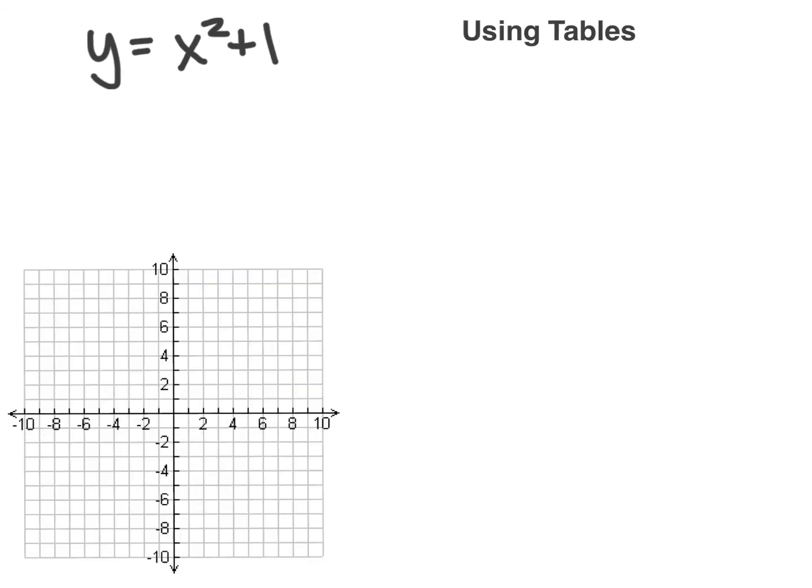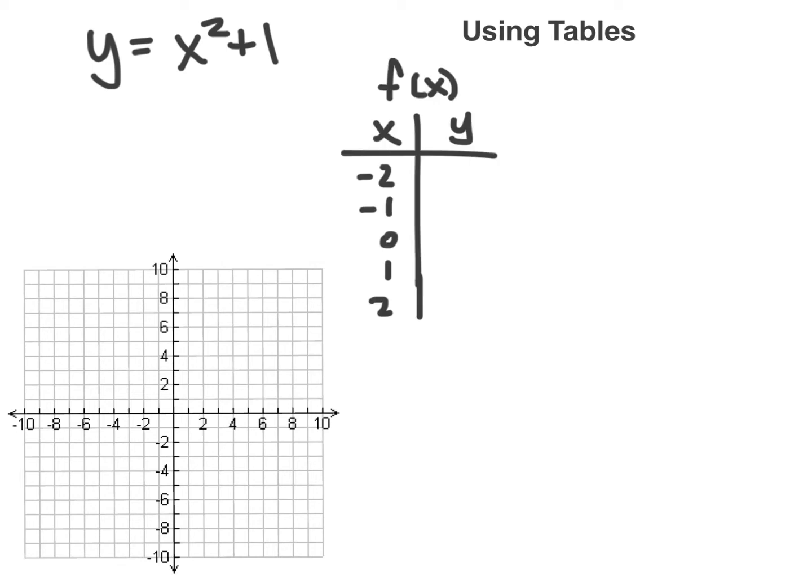Another way that we can find inverses graphically is using tables. So here we have y equals x squared plus 1. And the very first thing I'm going to do is make a table from -2 to 2. And to fill in these y coordinates, all I have to do is plug these x's into this function right here. You could also remember that this is just the parent function shifted up 1. So we have the points 5, 2, 1, 2, 5. And go ahead and plot those on the graph.